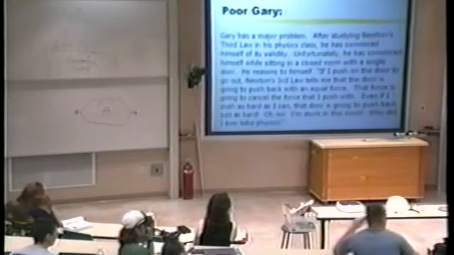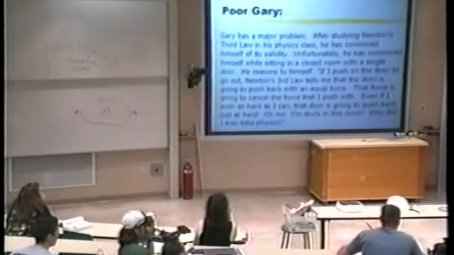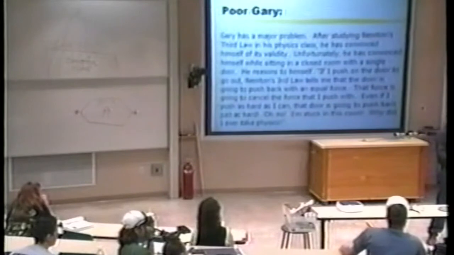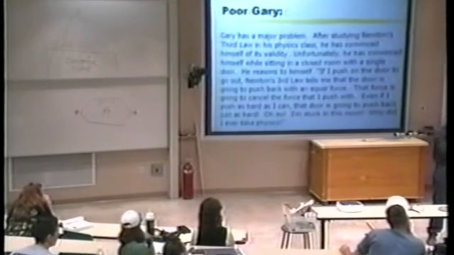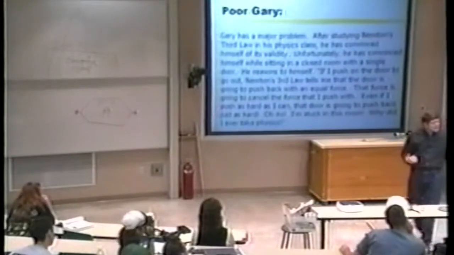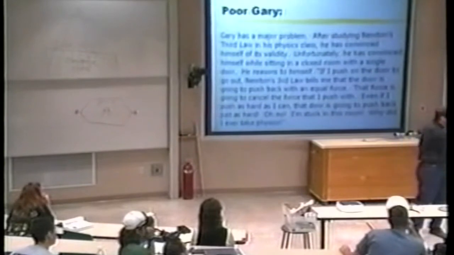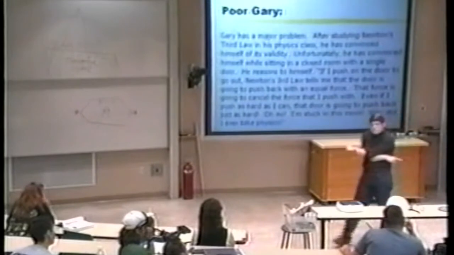Okay, but let's ask this question. With that truck and that car, we said those forces were the same, so why don't they just cancel each other out? One's going this way, one's going that way. They're the same size. Why don't they just add up to zero?